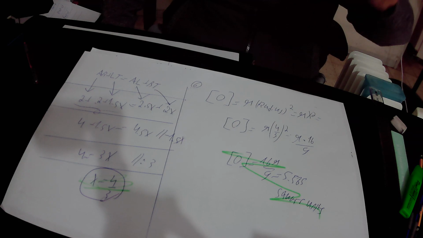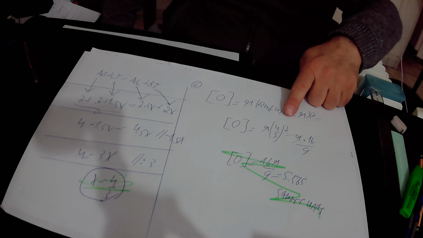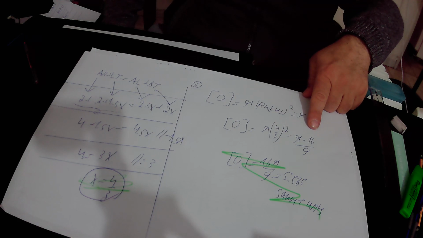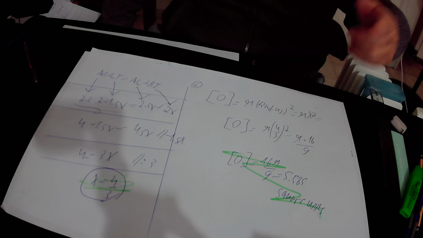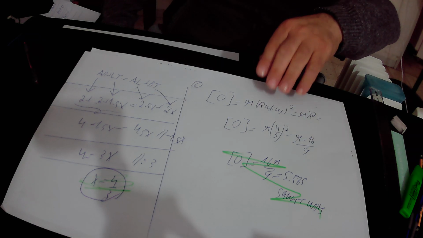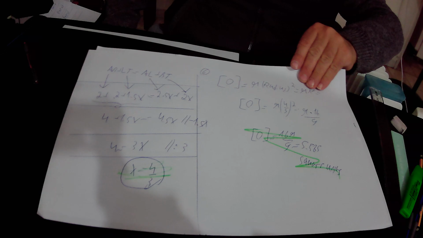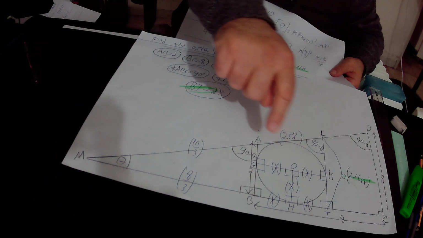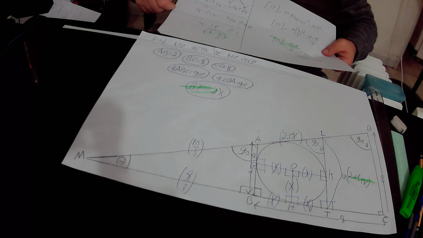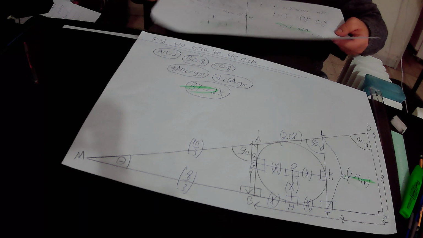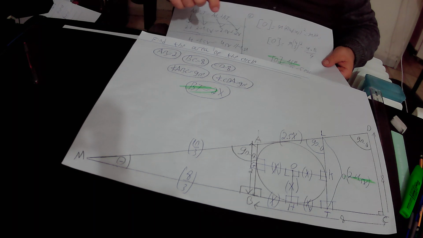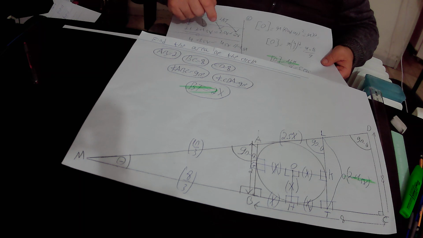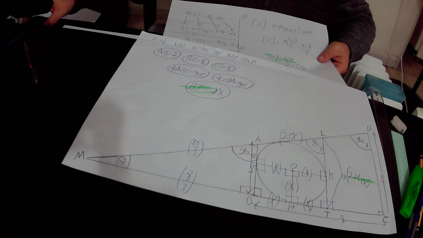What is the value of 4 over 3 squared? 4 over 3 squared is 4 squared, that is 16, over 3 squared, that is 9. So in conclusion, we found out that the area of this circle equals 16 pi over 9 square units, or in terms of numbers, the area of this circle equals 5.585 square units. Okay, thank you very much.